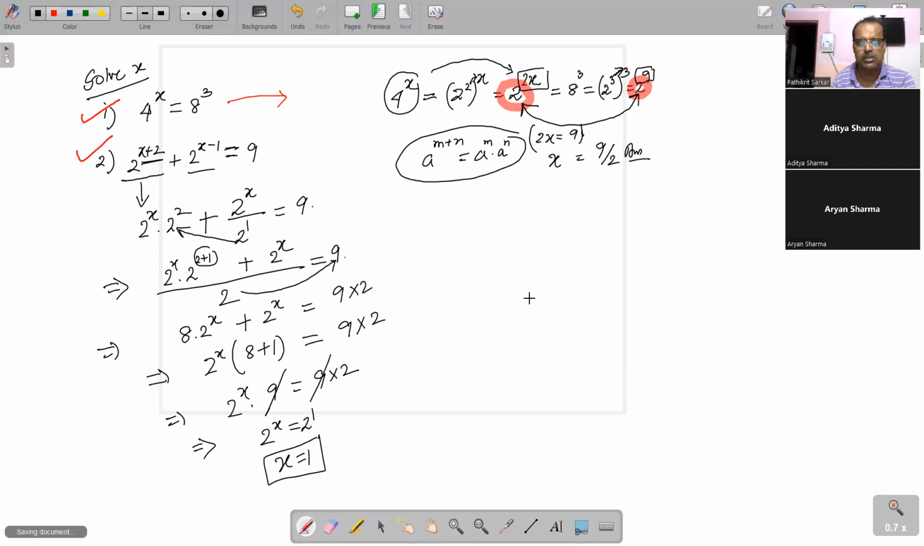That's the value of x which you get from. Now we move to the number 3 problem. What is the number 3 problem? Did you understand this? Take a look. Okay, yes, sir.